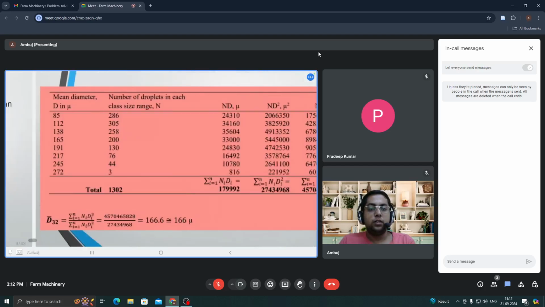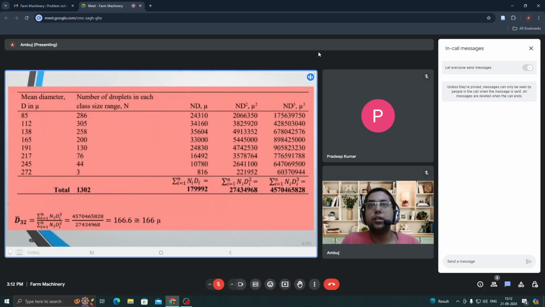Okay. See here, the entire procedure has been given here. Ni di cube over ni di square, this was the formula. So here mean diameter has been given, then in the second column n has been given. Then all the parameters, in tabular form also you can calculate in the examination so that you don't commit any mistake.